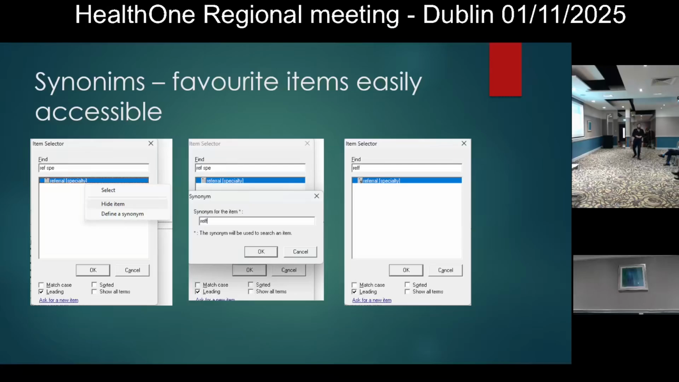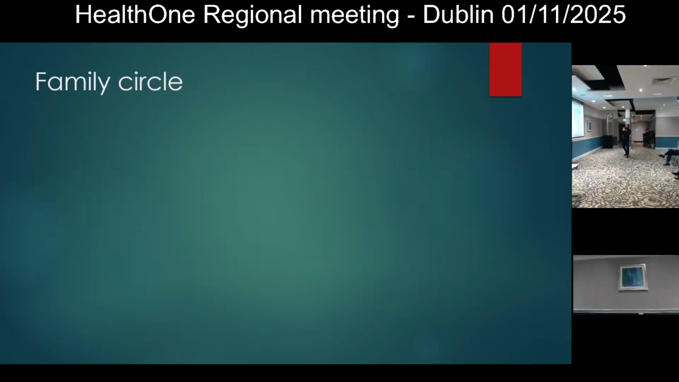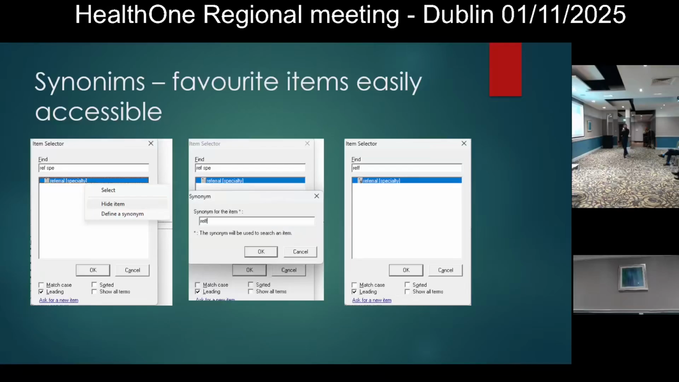You're not changing the item. You are just creating a shortcut, a link, just like if you have a document somewhere on your computer and you create a shortcut of it on the desktop. You can call the shortcut whatever you want, but you don't change the actual name of the file you're accessing. So you find your item in the item selector, right click on it, and those are the options. If you hit define a synonym, this is how you define it.